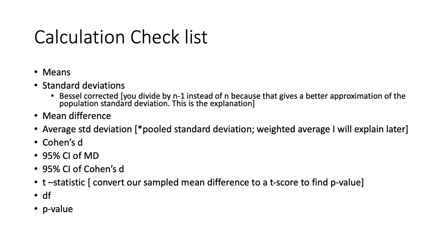So now we have the same calculation checklist. I want the means. I want the standard deviation, which will be Bessel corrected. I want the mean difference. I want the average standard deviation, which we know is now called our pooled standard deviation. We want our Cohen's d. We want our 95% confidence interval of the mean difference. We want our 95% confidence interval of the Cohen's d. Those two provide truth. We want our t-statistic so that we can find the p-value. It's the same t-statistic as last time. The degrees of freedom and the p-value are what we need. So that's what we've got.